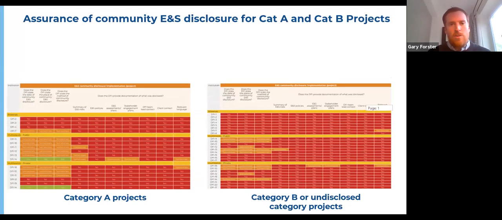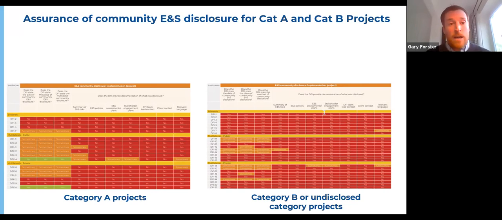On to assurance of community ENS disclosure for Cat A and Cat B projects. So again, this point on assurance came up time and time again. It was something that was valued by a variety of stakeholders. It was explained to us that it was of significant value to understand whether DFIs had provided evidence that they had disclosed information to the communities, and if so, how.